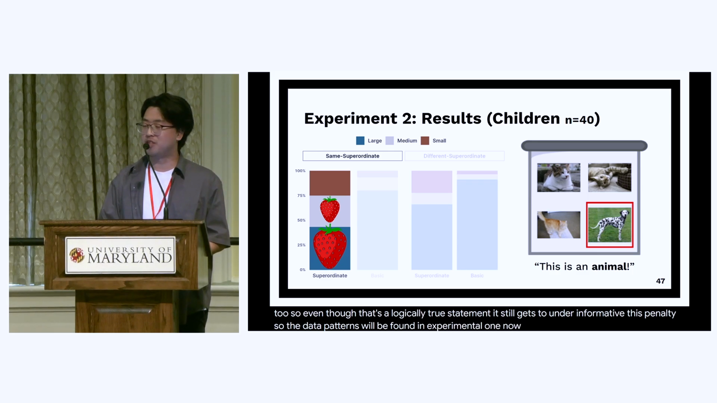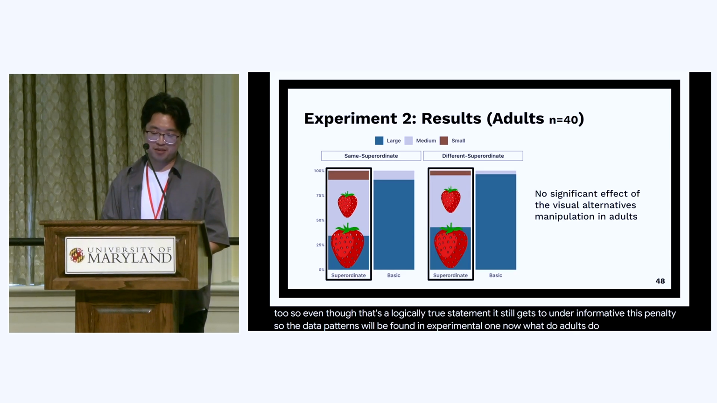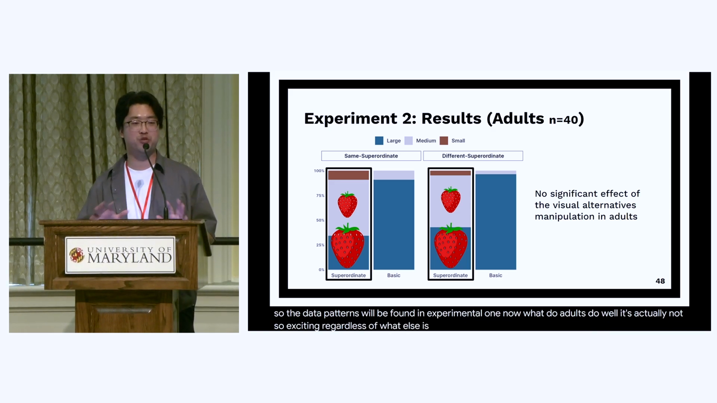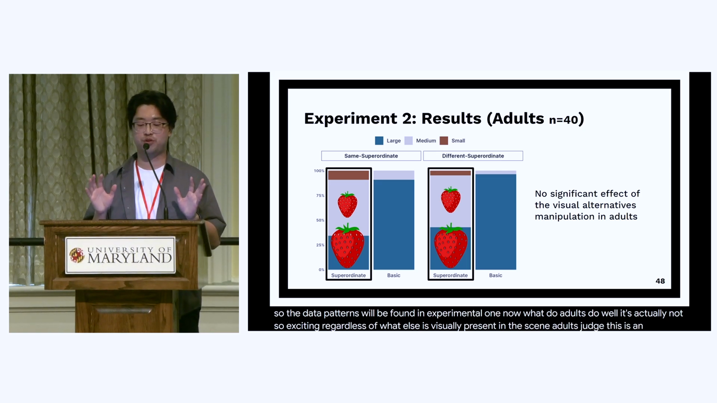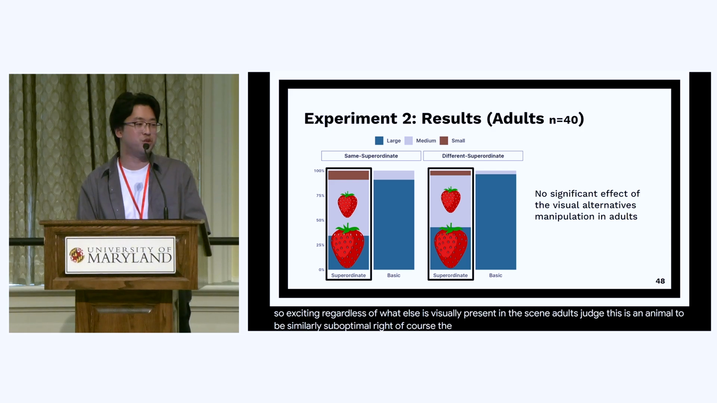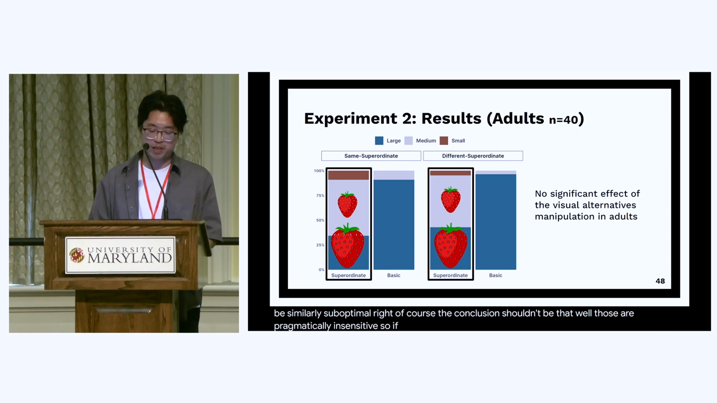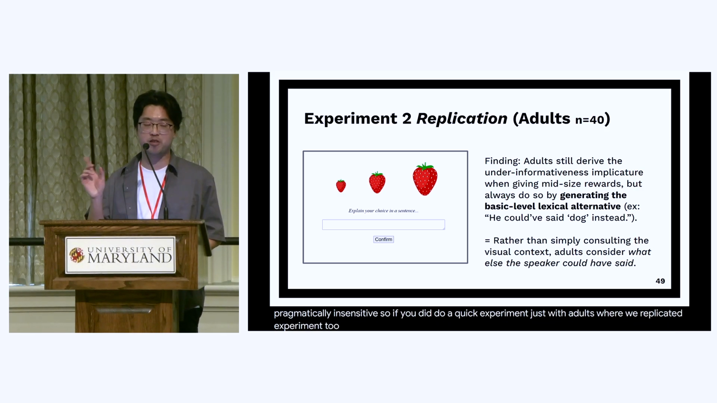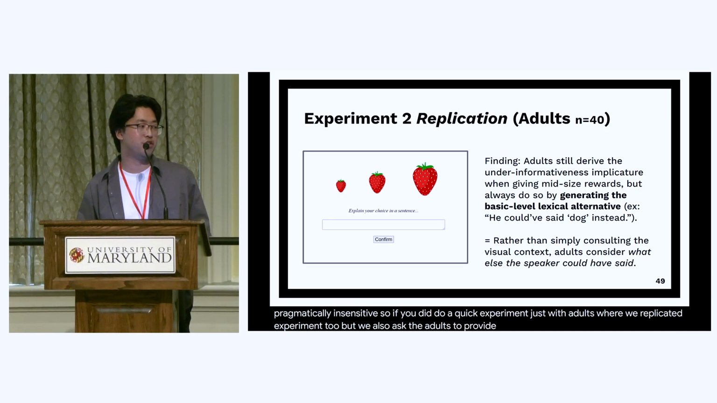Now, what do adults do? Well, it's actually not so exciting. Regardless of what else is visually present in the scene, adults judge this is an animal to be similarly suboptimal, right? Of course, the conclusion shouldn't be that adults are pragmatically insensitive. So we did do a quick experiment just with adults where we replicated experiment 2, but we also asked adults to provide a justification, right?